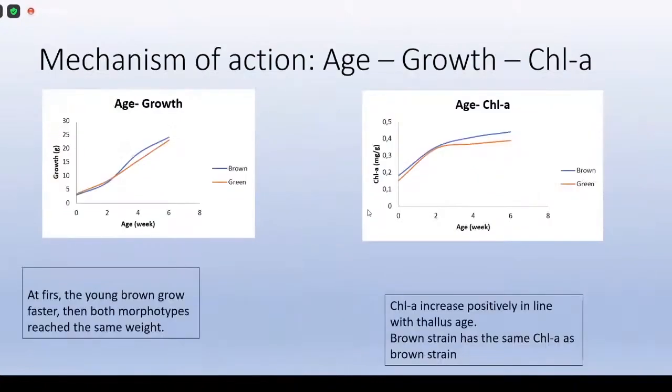And we can see that at first the young brown grows faster, but then both morphotypes reach the same weight after 4 weeks. For this one, we can see chlorophyll A increases positively in line with thallus age. The green strain has the same chlorophyll A as the brown strain; there is only a little difference, but with statistical evaluation, we can see this is the same.